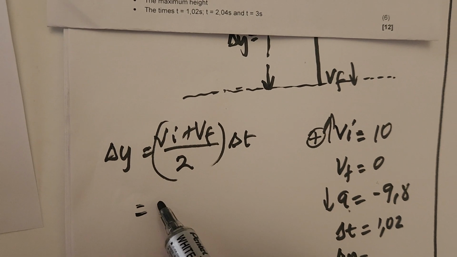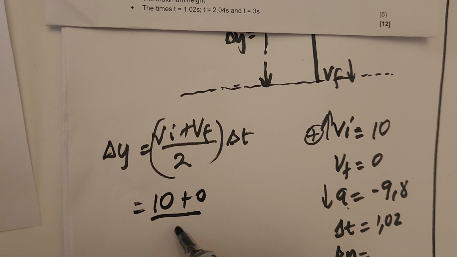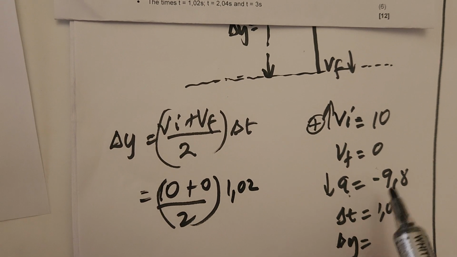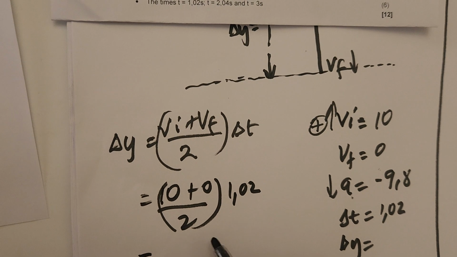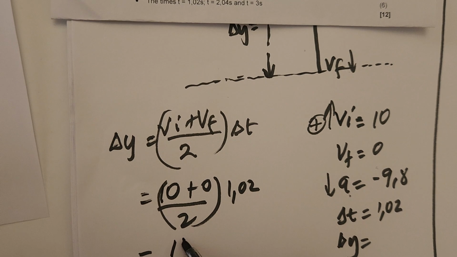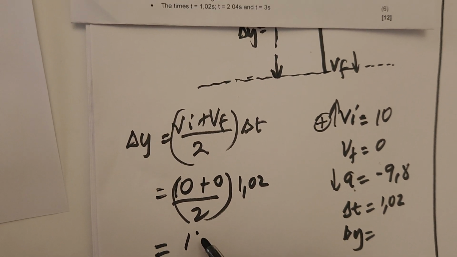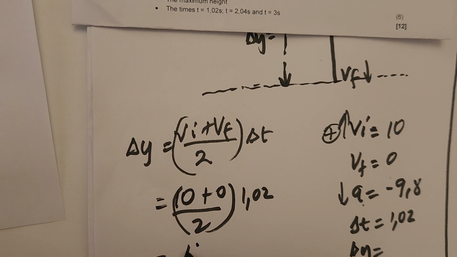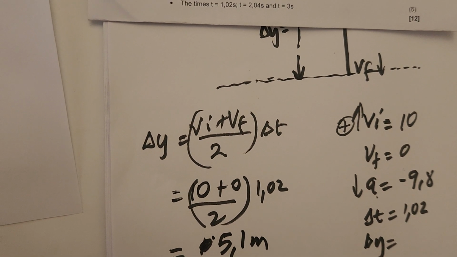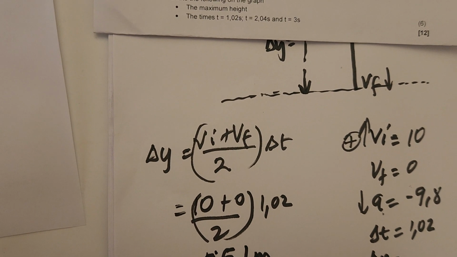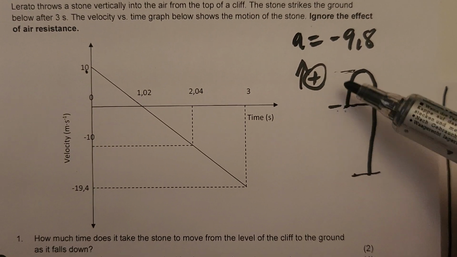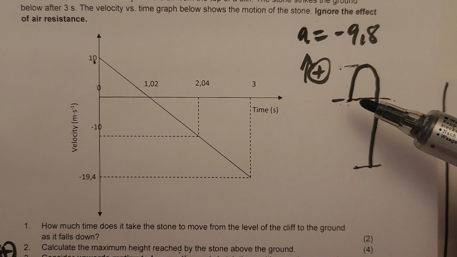Then the initial velocity is 10, the final is 0, divided by 2, all multiplied by 1.02. That is the time taken. Then we will find the answer to be 14. Is it 14? No, it's not 14, it should be 5.1. 5.1 meters. Fine. That is the height. If you look at this question, from here to here, that is 5.1 meters.